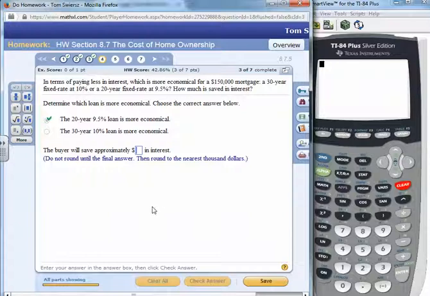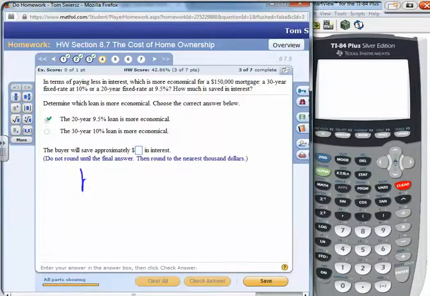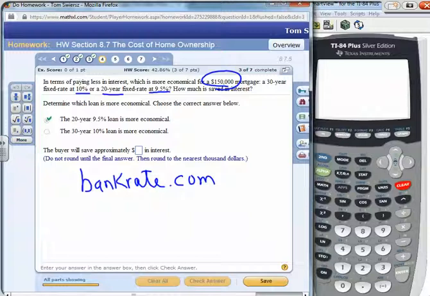Now this is where we have to find out how much is spent on both. Again, what determines how much is spent is the monthly payment, right? So we're going to go to bankrate.com to get the monthly payment. Again, it's a $150,000 mortgage, so there's no down payment. We're going to do 30 years at 10% and 20 years at 9.5%. The first one we'll do, it doesn't really matter, we'll do the 30 years at 10% and see what that payment is.